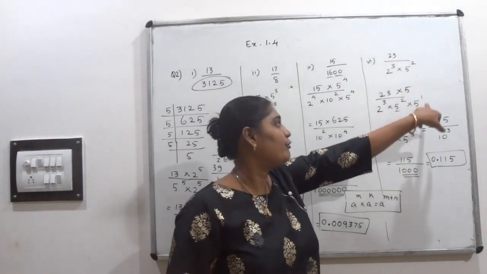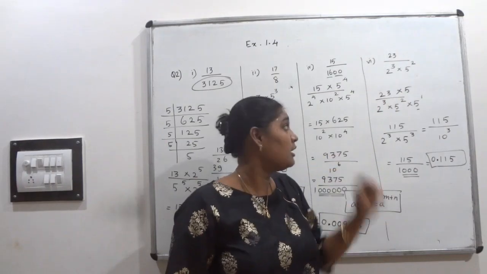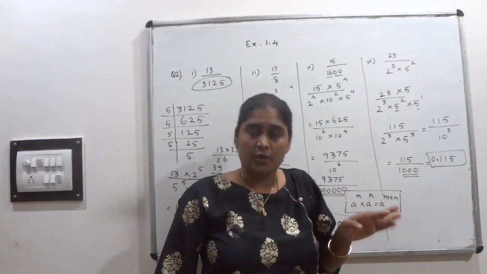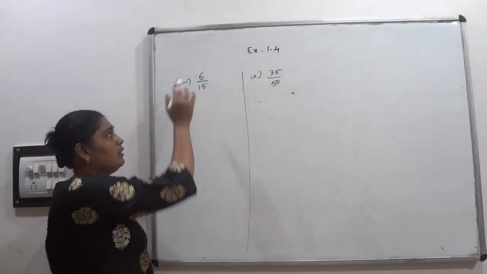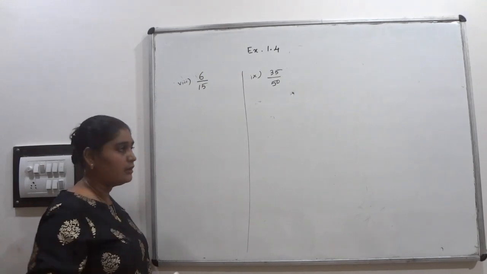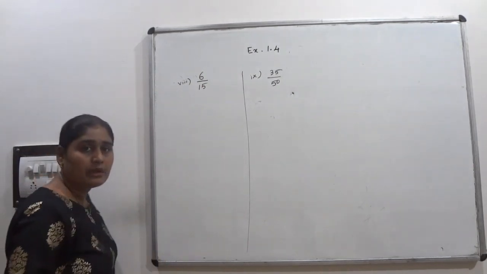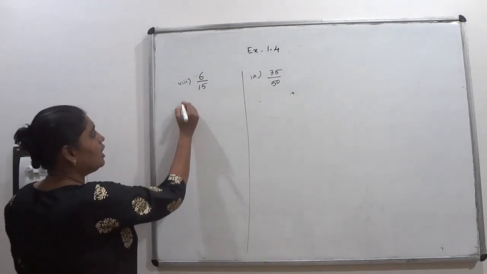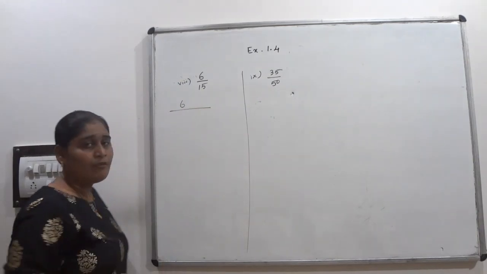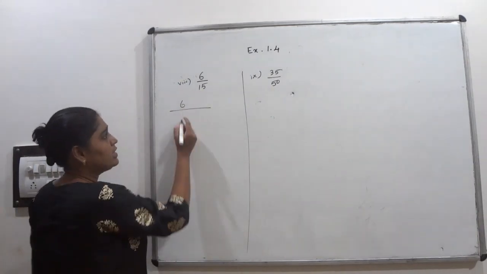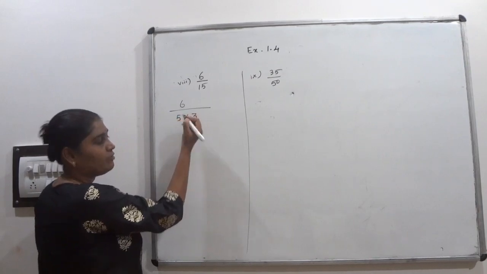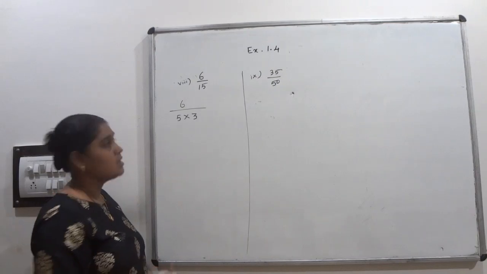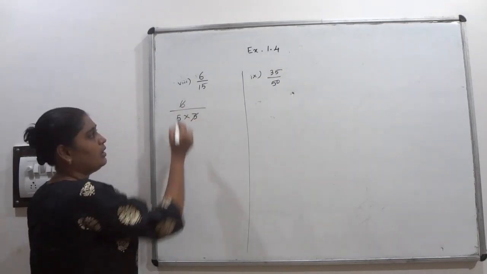Why did I multiply 5 here in numerator and denominator? To make the powers the same in the denominator. Okay, that's why. Next one, 8th part, 6 upon 15. For that I have to find the terminating decimal expansion without doing actual calculation. So for that I have to write the prime factorization of the denominator. 15, we can write it as 5 into 3. I want to make the denominator 10, I already told you. See, look here, this 6 and 3, we can write it how many times?